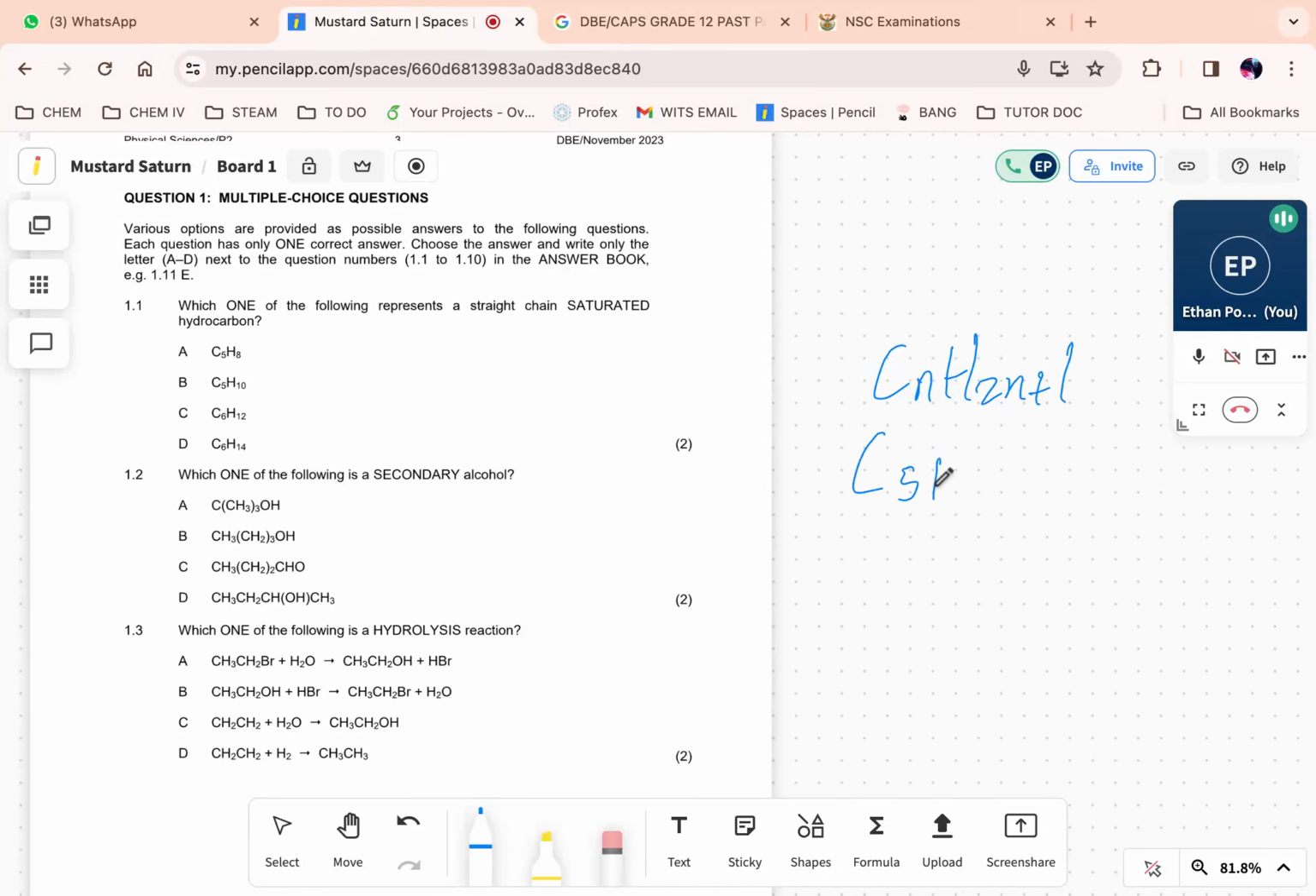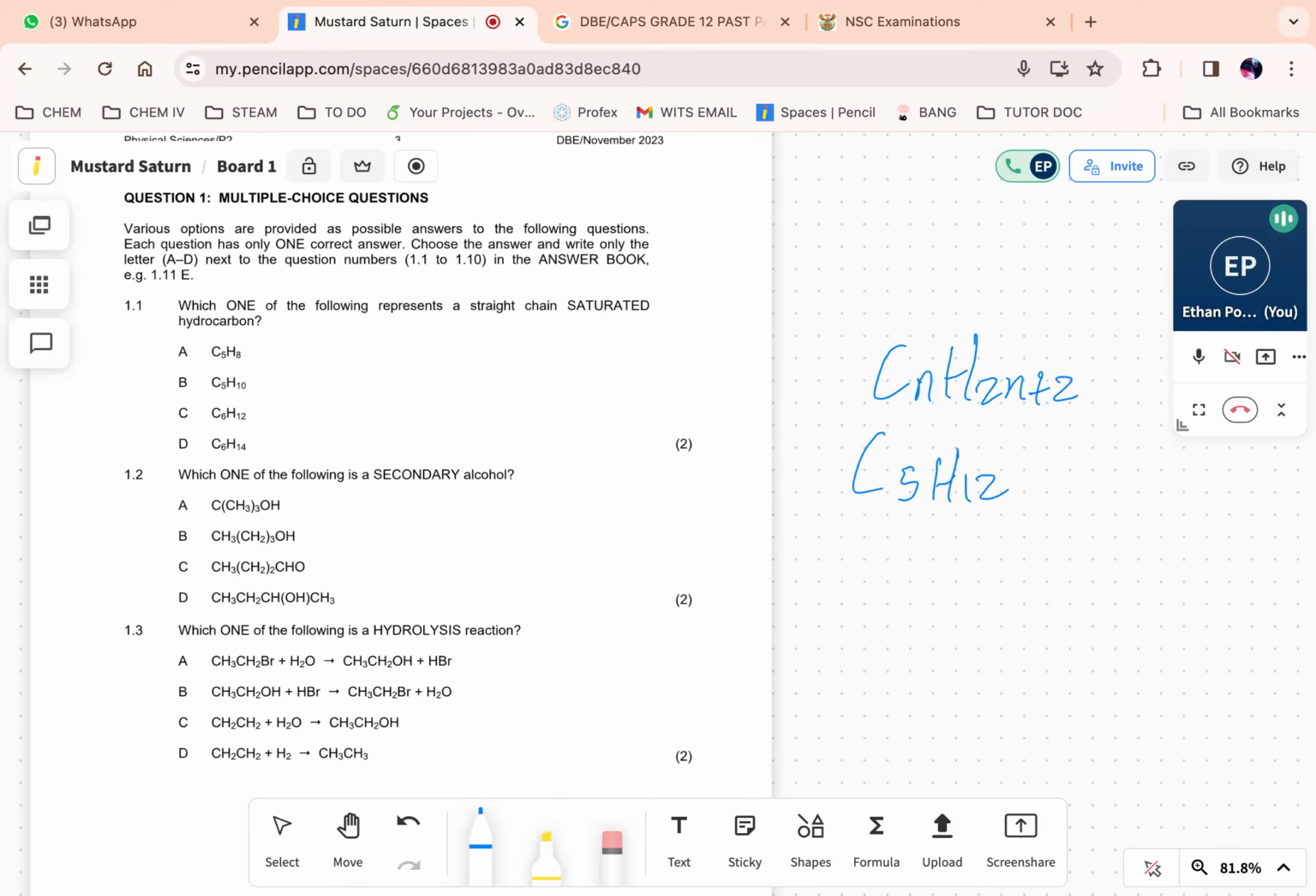So C5H. So if n is 5, 2 times 5 is 10. Oh, my apologies. This is not plus 1. This is plus 2. So n becomes 5. So 2 times 5 plus 2 is 12. So this is H12. And we can see that this is not in any of our answers.